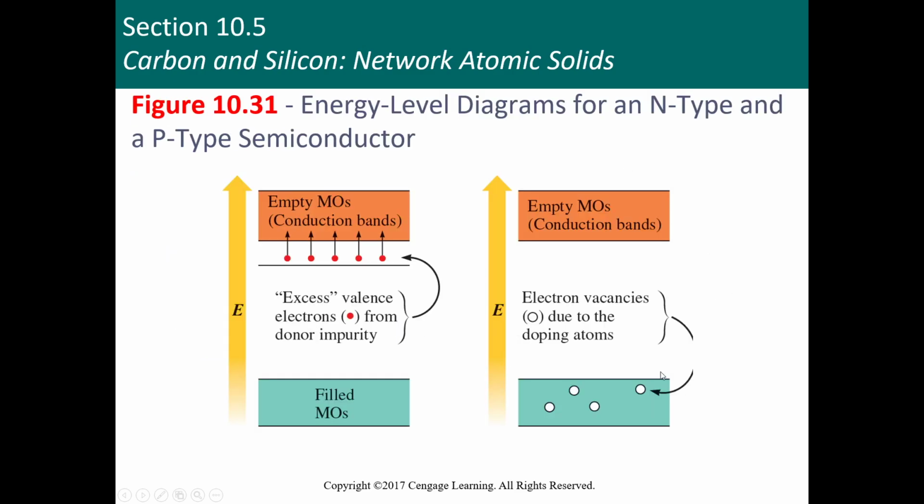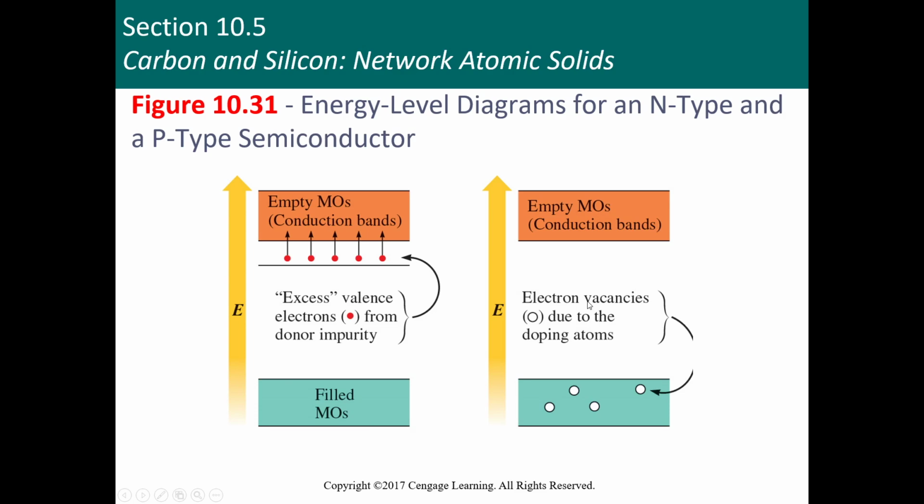Alright, so here we have one with excess valence electrons from our donor impurity. Again, that would be the N-type that has excess electrons. And notice that these are going to fill up part of our empty molecular orbitals. Another name for empty molecular orbitals, when we consider them as a whole for a large bulk application, we can call these empty molecular orbitals our conduction bands. And so, yes, it partially fills these up.